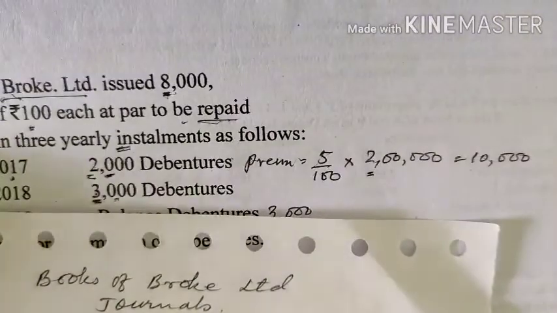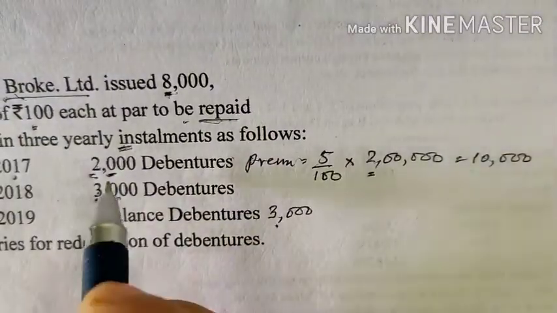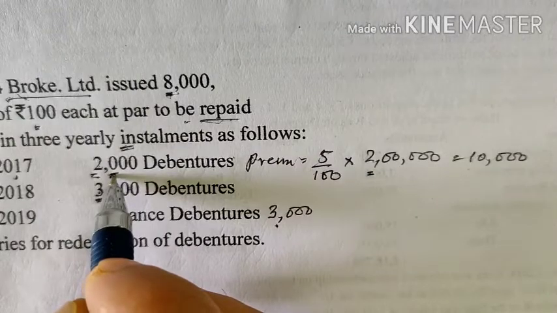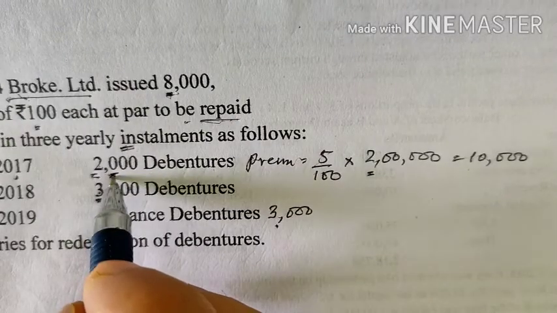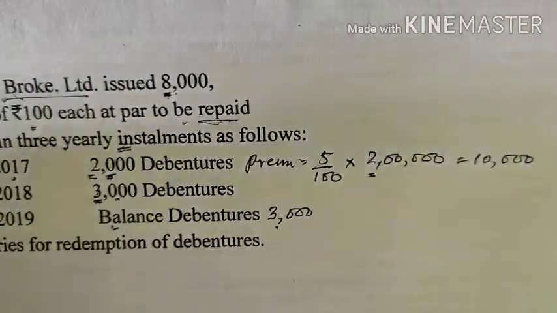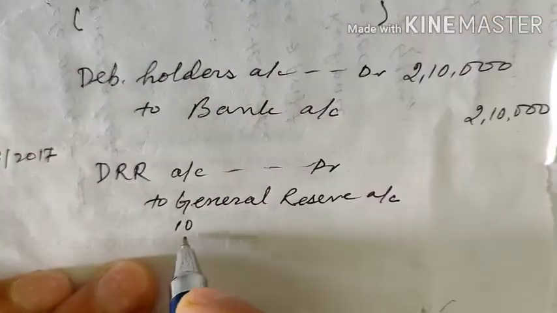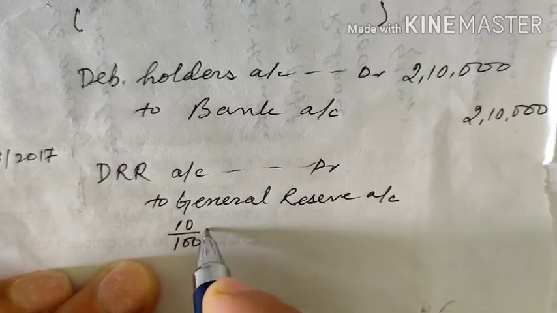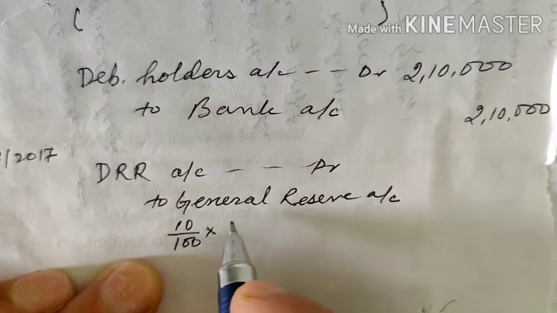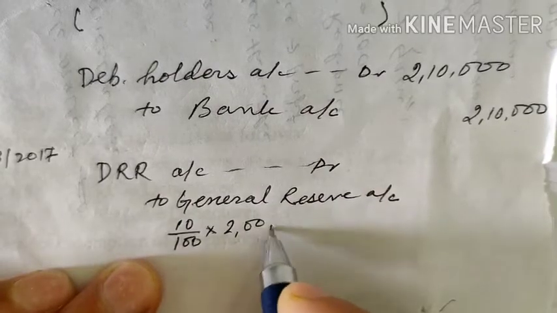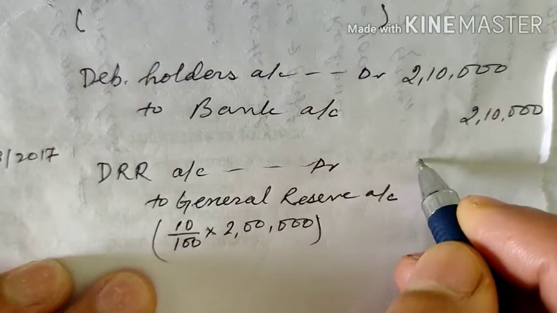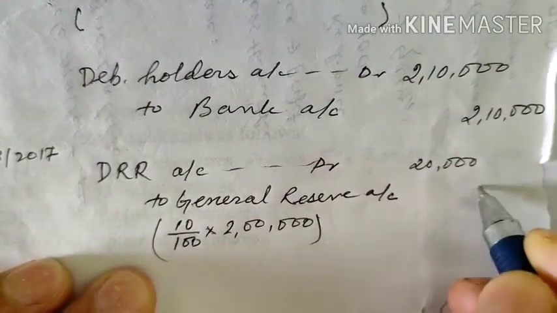See, not the entire debentures have been redeemed. Only 2000 debentures have been redeemed. So DRR related to these 2000 debentures should only be transferred. So how do we calculate? See here. So the proportionate amount is 10%, because we know the rate of DRR is 10%, into debentures redeemed, that is 2 lakhs. So it comes to 20,000.